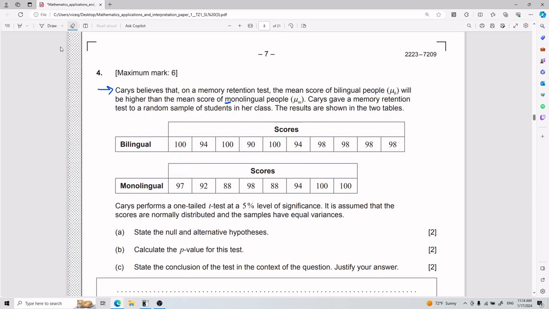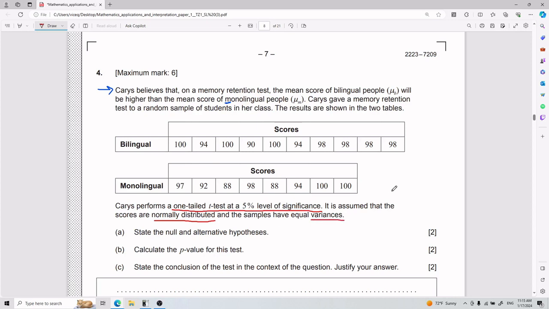That is the context. Carrie then performs a one-tailed t-test. Okay, that's a lot of information. At a 5% level of significance. Damn, that's even more information. It is assumed that the scores are normally distributed. What the hell is that? And the samples have equal variances. What the heck is variance?